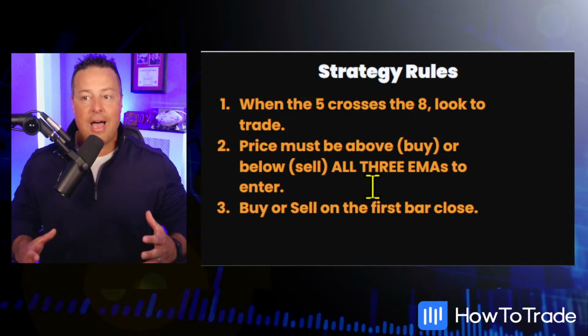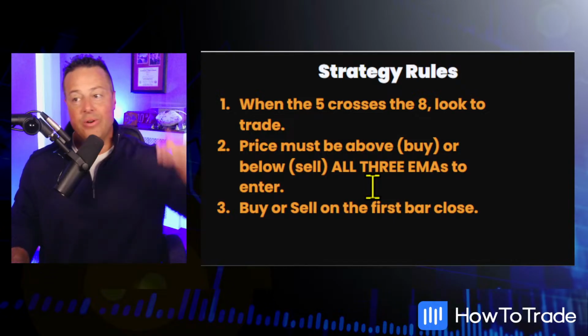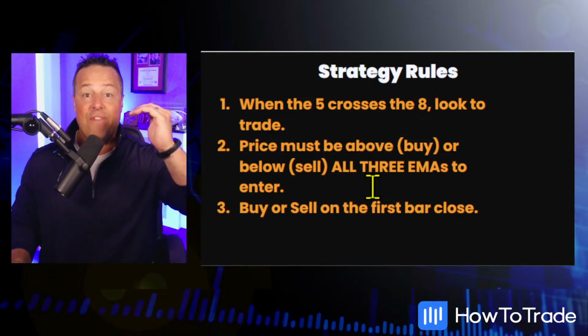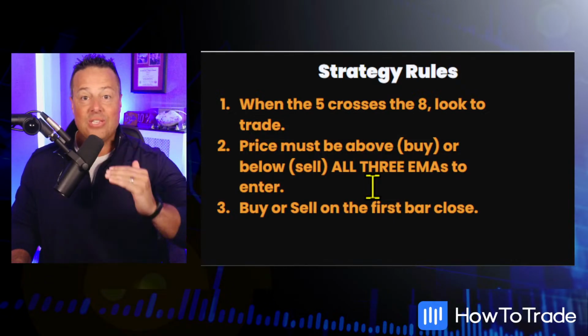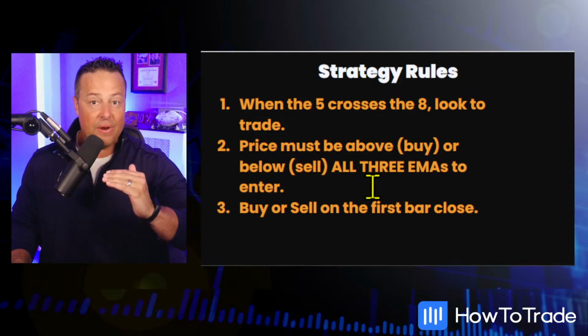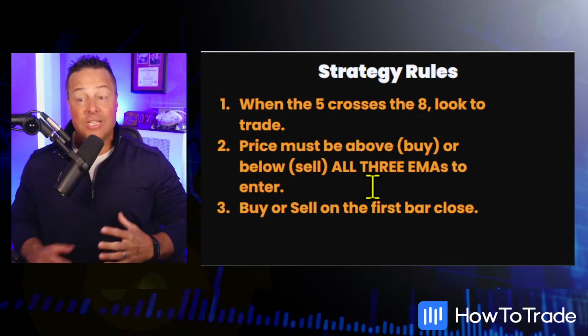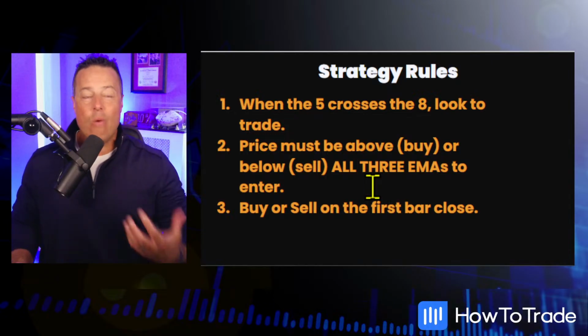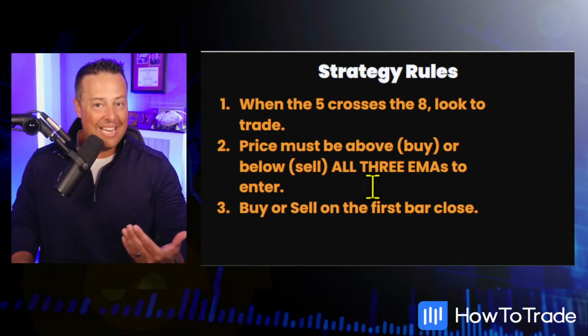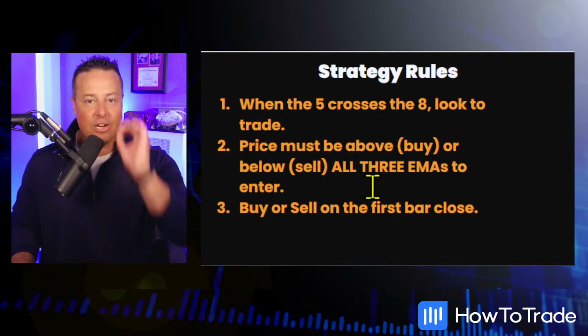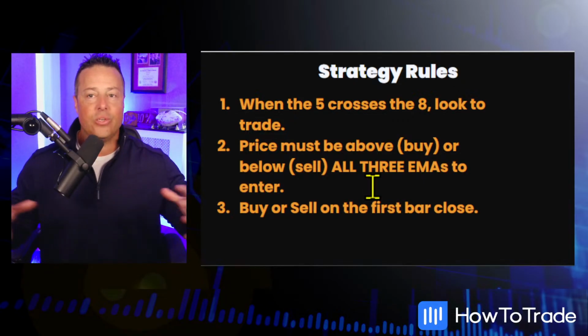If you get that setup, then you have an opportunity to buy when price is above the 5, the 8, and the 13, and you sell when price is beneath the 5, the 8, and the 13. It has to be beneath all 3 moving averages. Now, most of the time it is, but the reason why we put the 13 in there is the 13 gives us a great idea of what the market is doing at a macro level.